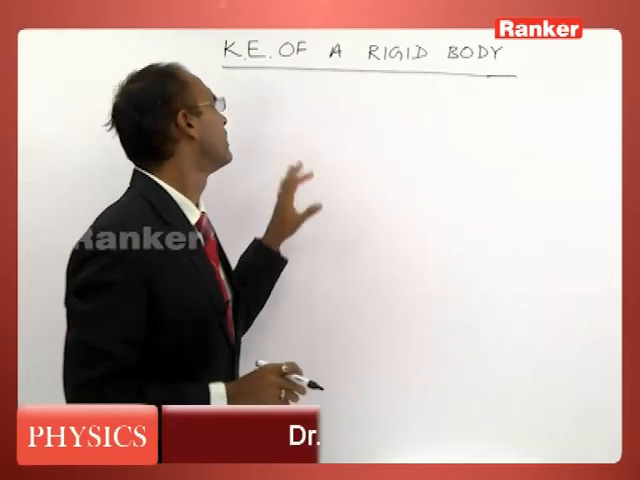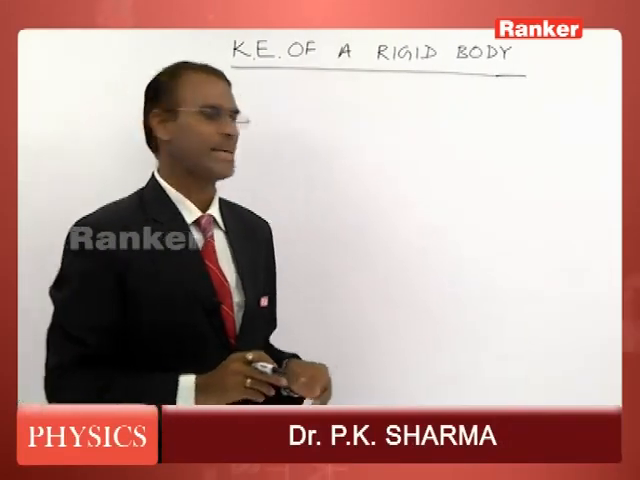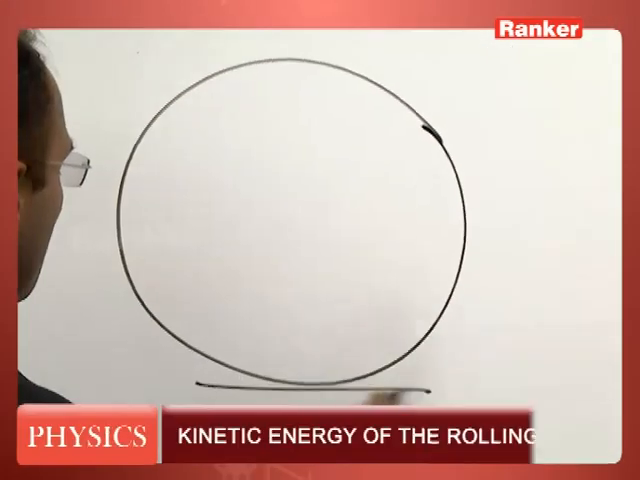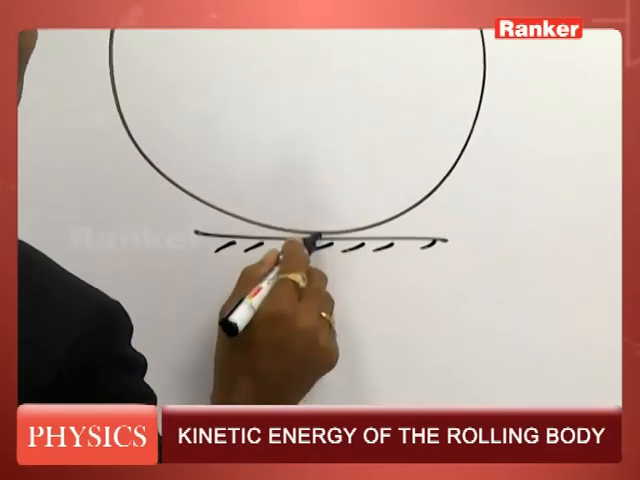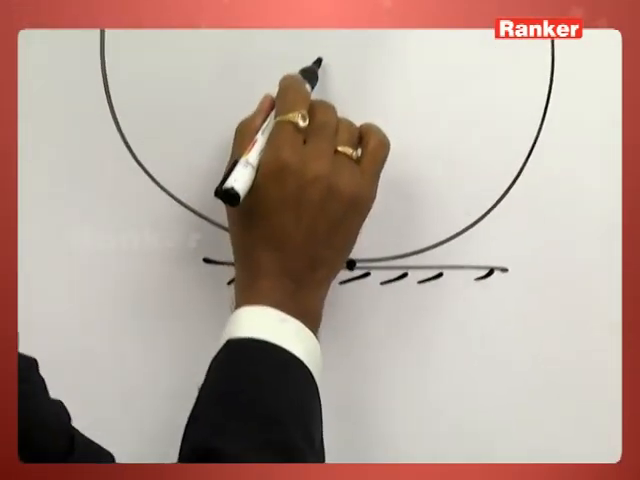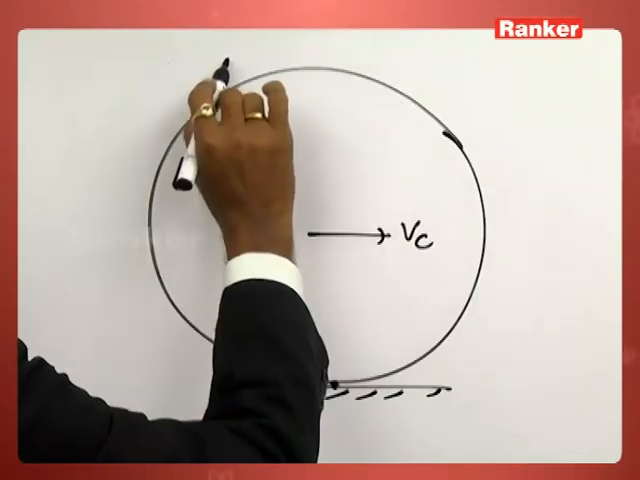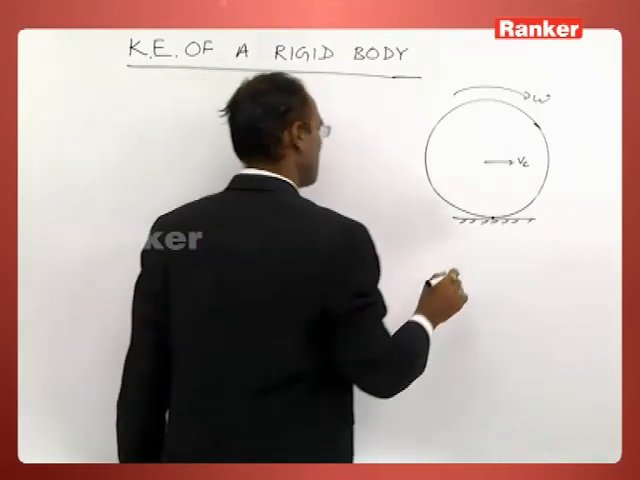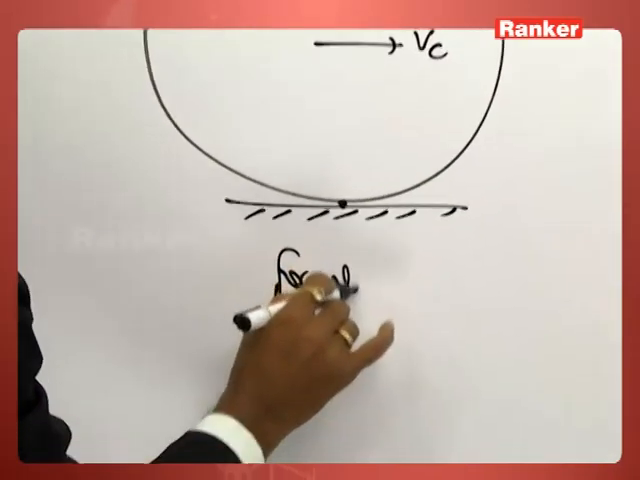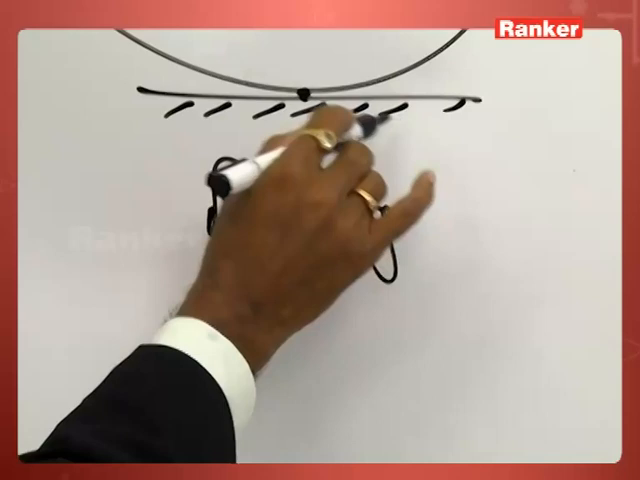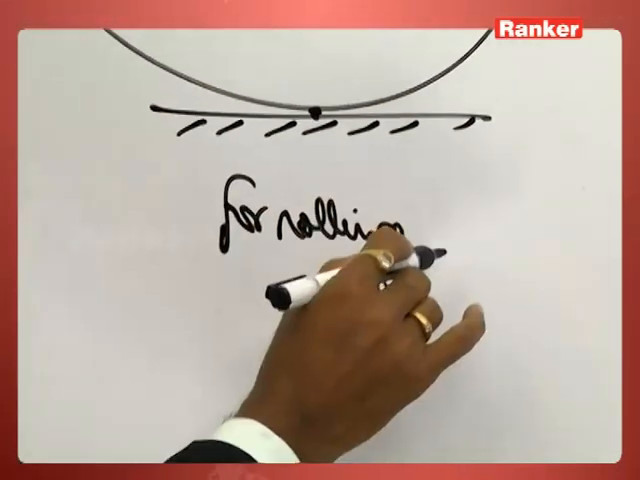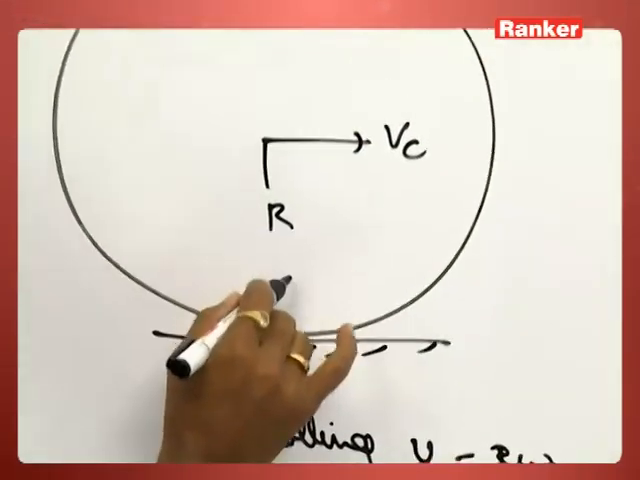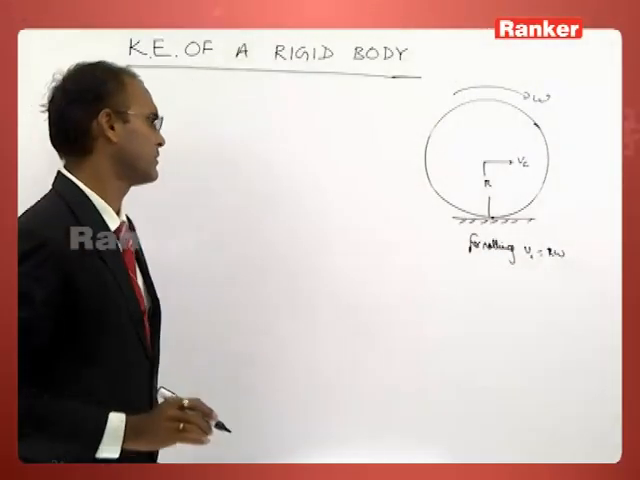Let us calculate the kinetic energy of a rolling object. This body rolls on the flat surface. If this is the center of mass velocity, omega is the spin for rolling. If the surface is stationary, Vc is equal to r into omega, where r is the radius of the rolling object.